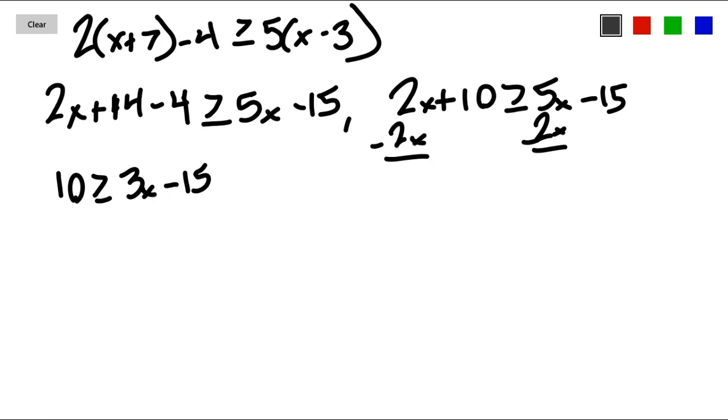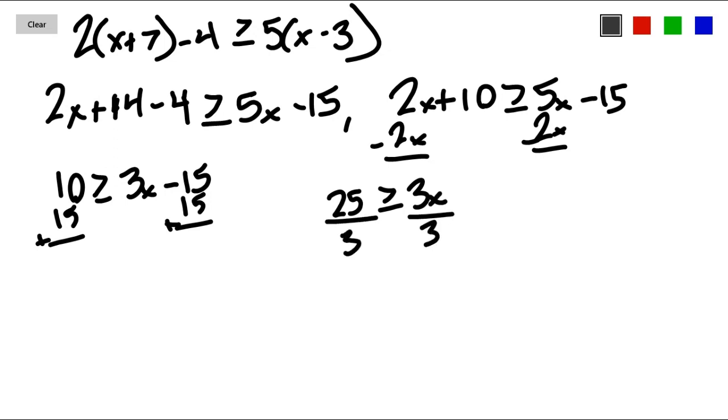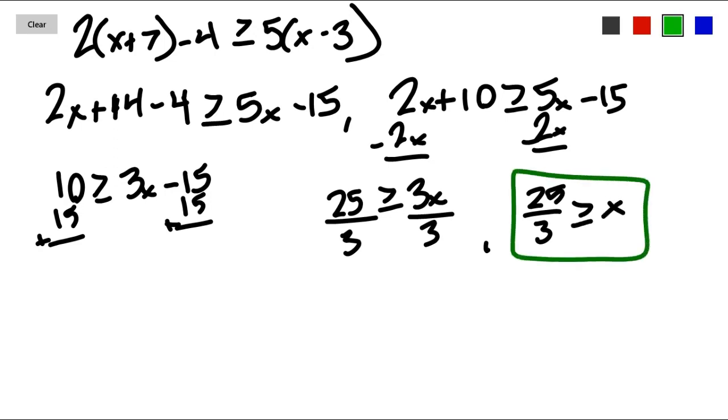And then the next step is to isolate the x fully and then divide through to get just x in an inequality. So I have 15 to add on either side. So I have 25 is greater than or equal to 3x, and so I just divide by 3, and I have 25 over 3 is greater than or equal to x for my answer.